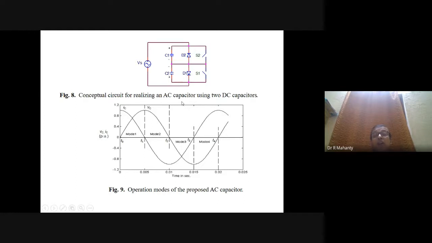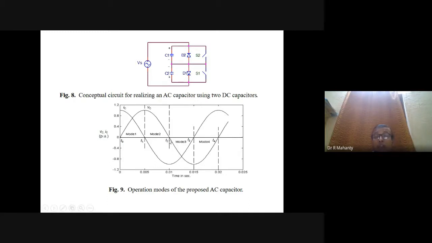Therefore, what is happening here in mode 1? C1 and D1 are conducting. And at the end of this mode at T1, this capacitor is charged to the maximum voltage, which is equal to the supply voltage Vs. Now we need to discharge this capacitor. For discharging this capacitor, we are turning on switch S1. And when switch S1 is turned on, this capacitor discharges through S1, and at the end of the discharge, at T2, this capacitor voltage becomes 0.